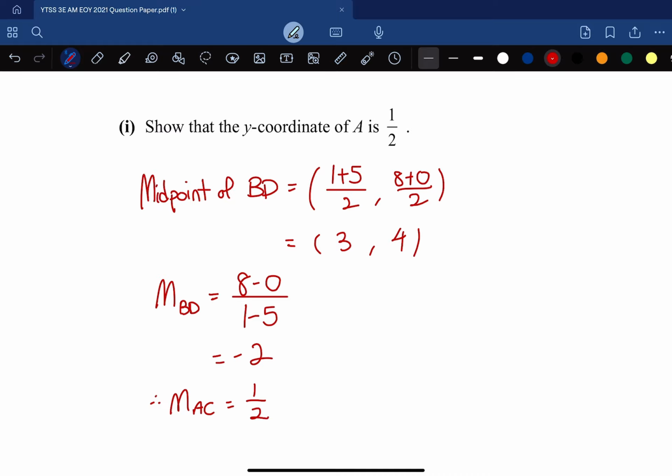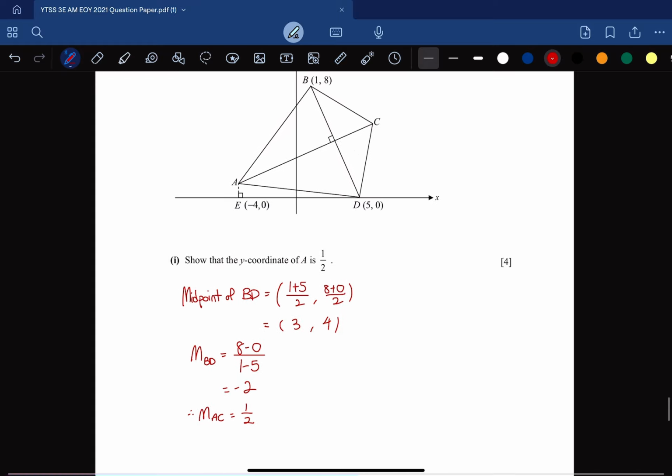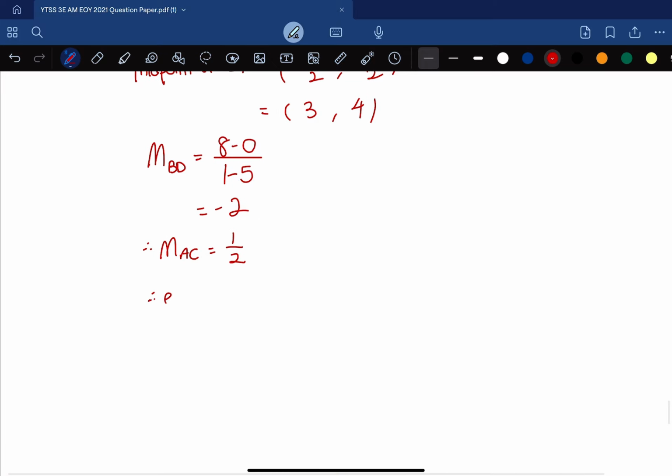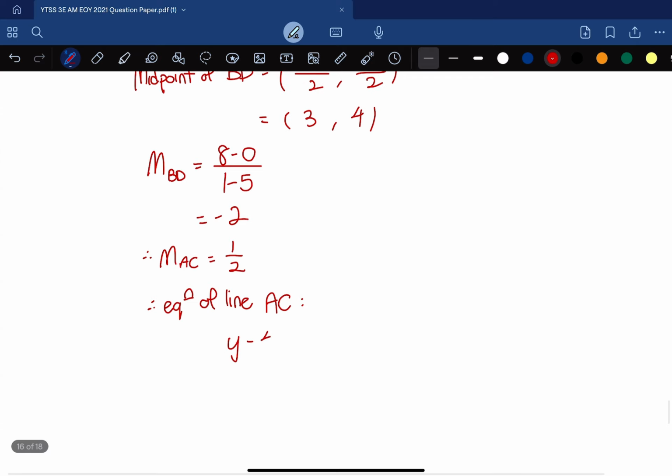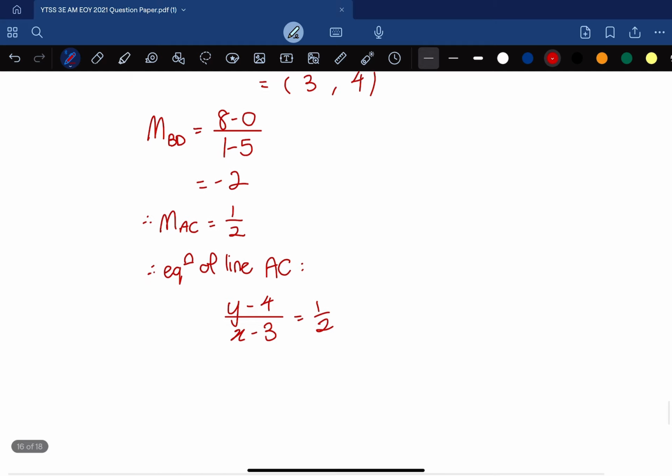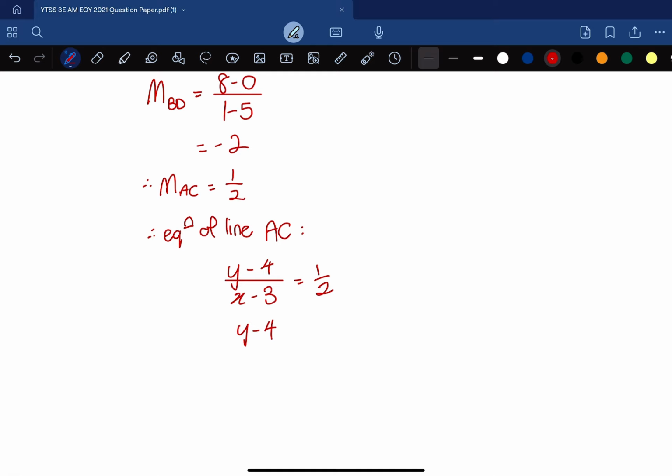Then from here, I can now find the equation of line AC. Therefore, the equation of line AC is simply (y minus 4) over (x minus 3) equals to half. Then y minus 4 equals to half (x minus 3) over 2. Y equals to half x plus 4 minus 3 over 2, plus 5 over 2.